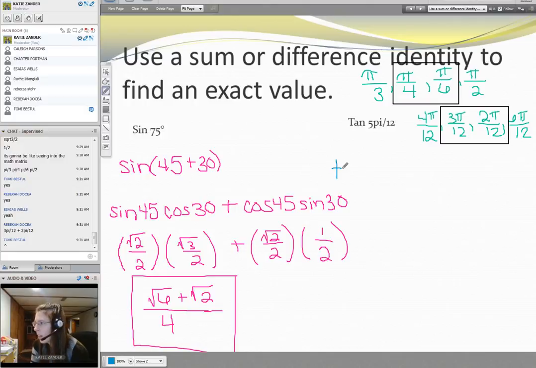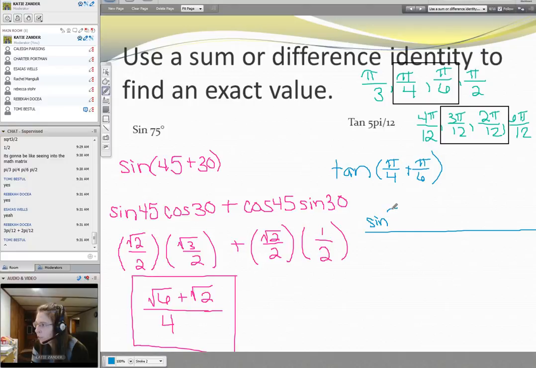All right, so this becomes tangent of pi over 4 plus pi over 6. And we're going to use that wonderful tangent formula. So we're going to start with the sum of sines identity in that numerator. So the sine is going to be, what is it? Sine of pi over 4 times cosine of pi over 6 plus, now I'm going off of memory here, so please double check my work and make sure I don't mess this up.